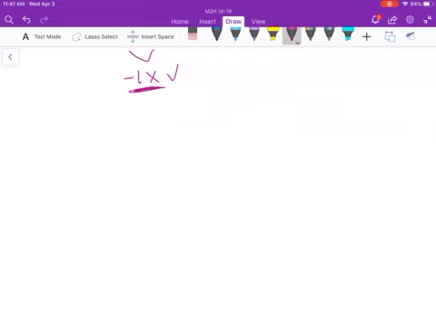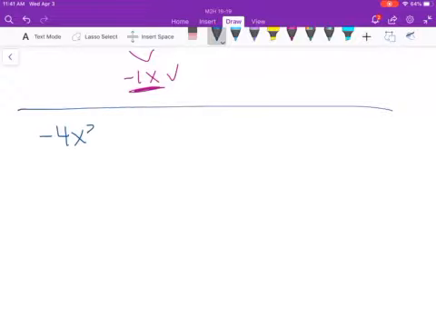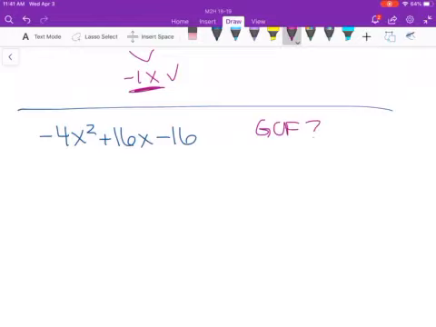Last but not least, we're going to do one more. Negative 4x squared plus 16x minus 16. Okay? If you want to pause this and try it out, that might be a good idea. But otherwise, you can listen up and we can do it together. First step is to look for a GCF. Is there a number that we can divide, or an expression that we can divide by each term?